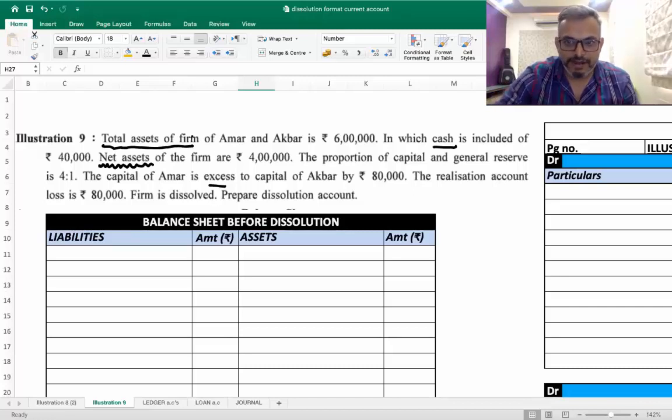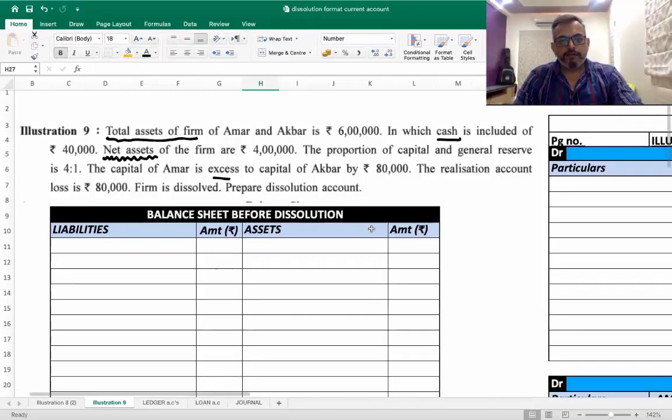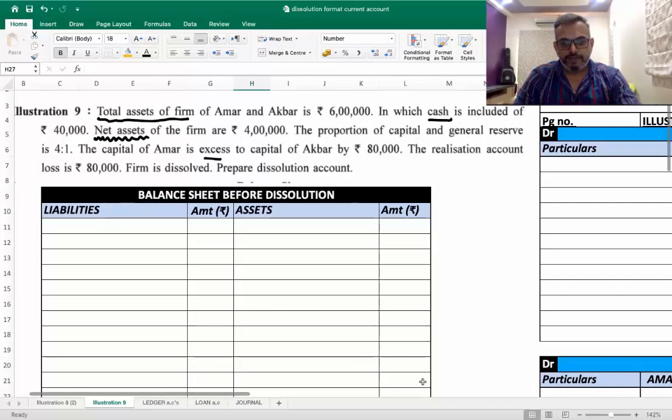Now let's first start with the things we know from the question. Total asset of the firm is 6 lakh. Let me take total over here.